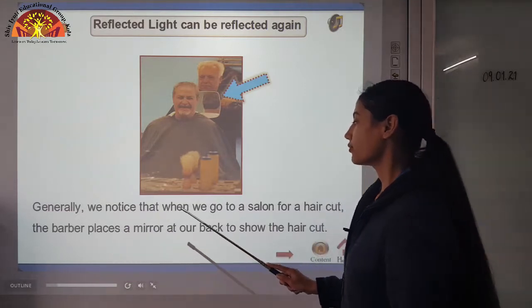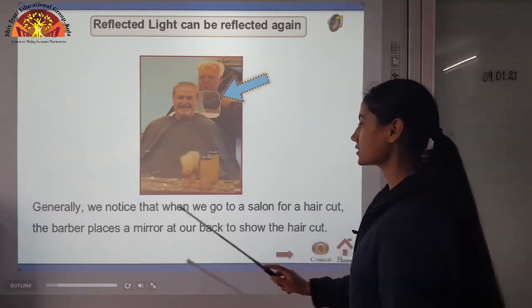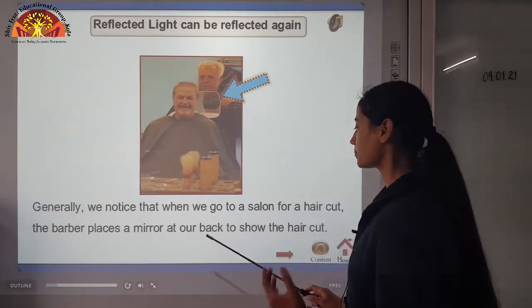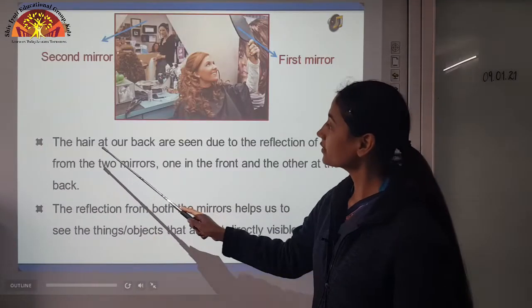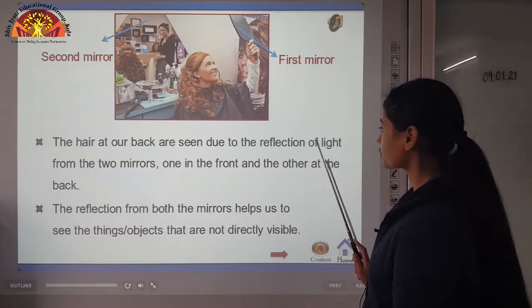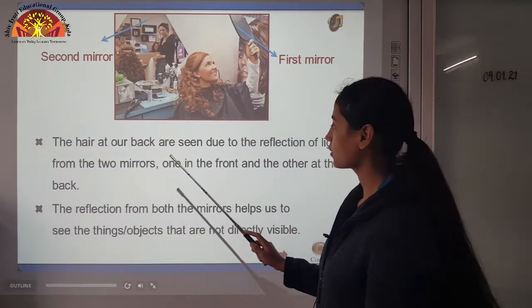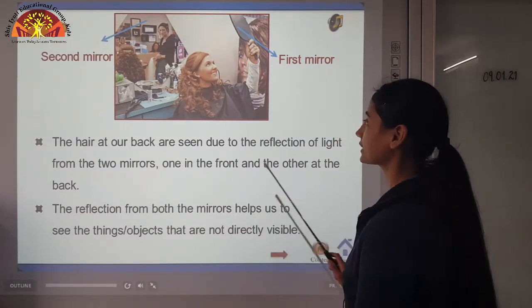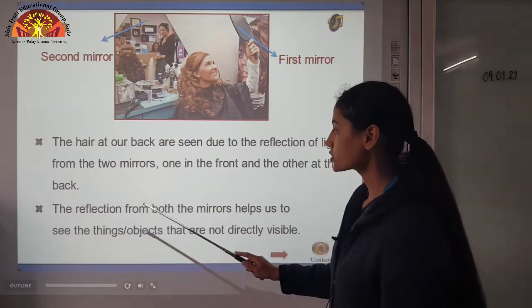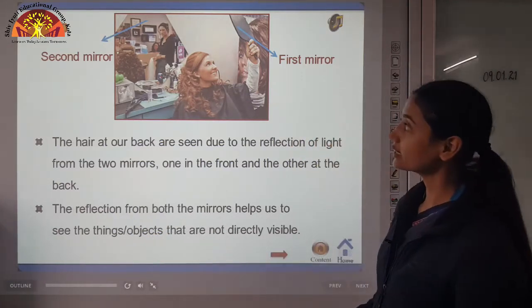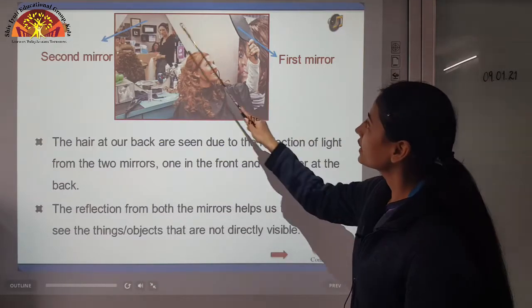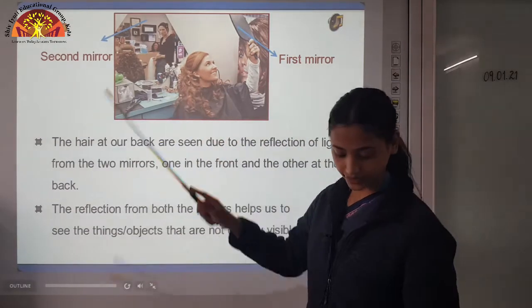Generally, we notice that when we go to a salon for a haircut, the barber places a mirror at our back to show the haircut. The hair at our back is seen due to the reflection of light from the two mirrors, one in the front and the other at the back. The reflection from both the mirrors helps us to see the things that are not directly visible. This is the first mirror and this big one is the second mirror.